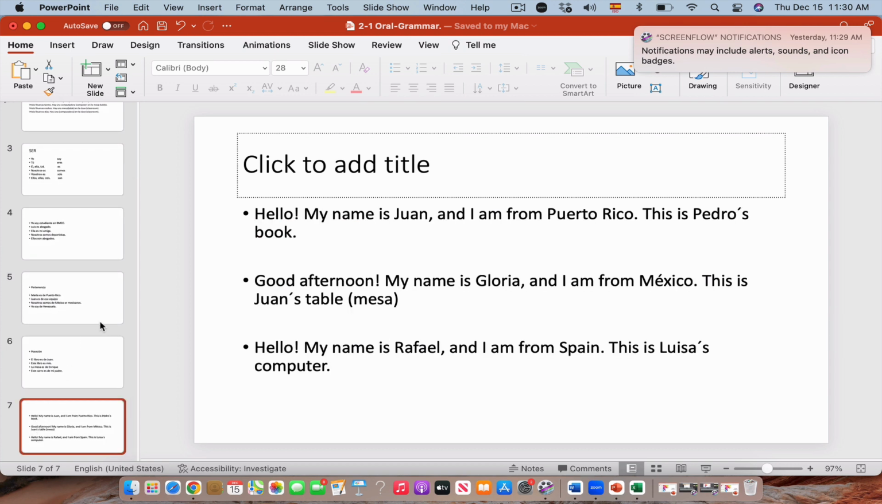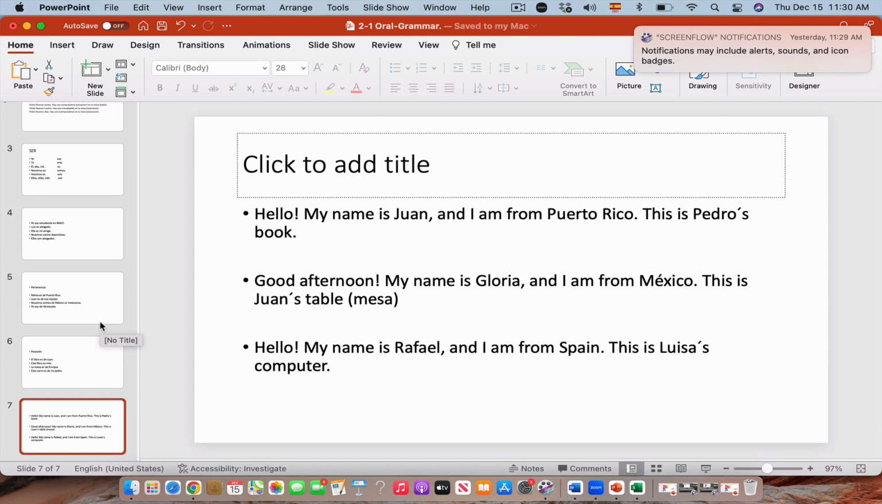Now, in a situation like this, imagine that you have to say this in Spanish. So we have here, hello, my name is John, and I am from Puerto Rico, and this is Pedro's book. So here we have different ways of using the verb ser. So remember, hello is going to be hola. My name is Juan, is going to be me llamo Juan. And in Spanish is y, and I am from Puerto Rico. Yo soy de Puerto Rico.